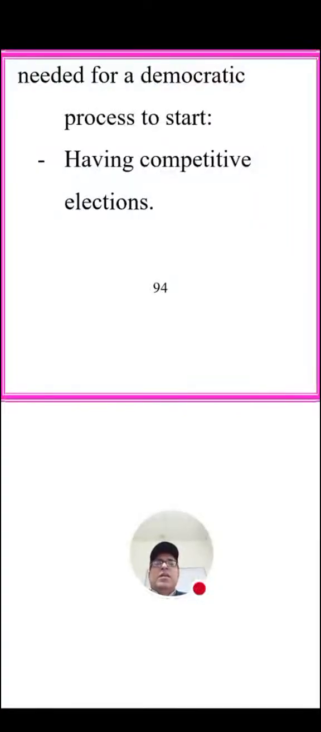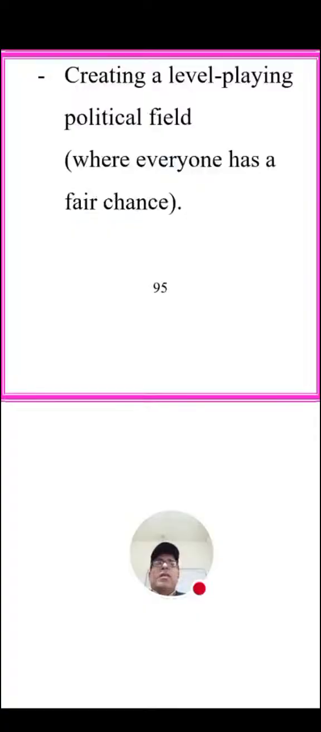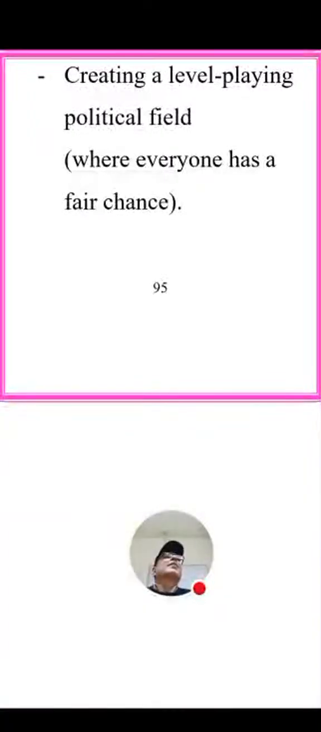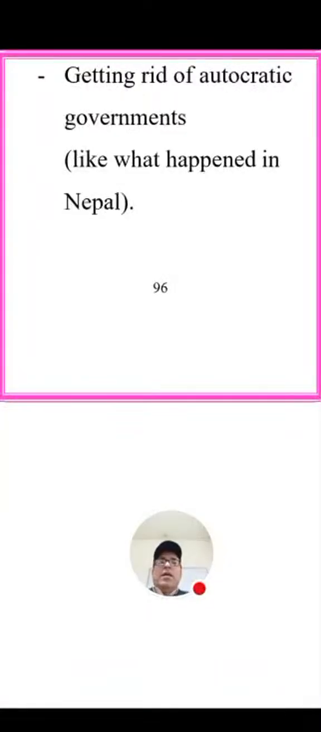The first condition, according to Levitsky, is competitive elections, which are required to start a democratic process. There must be a level playing field; if governmental departments are biased, then it is not a level playing field. Democratic governments, like what happened in Nepal.